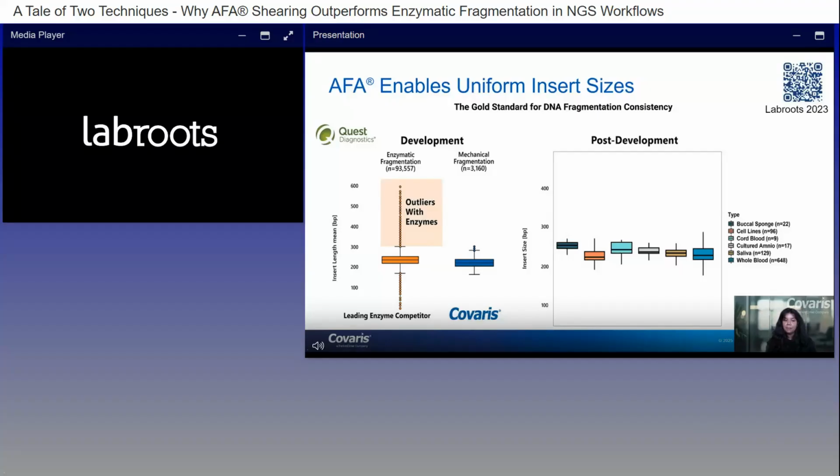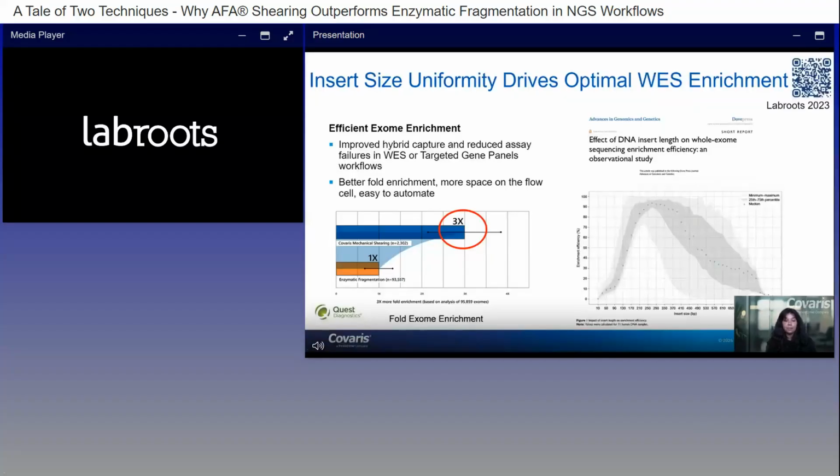And uniformity can have impacts upstream of sequencing as well. Whole exome sequencing, for example, relies on hybrid capture to enrich target genes. We can see in this bottom figure here that the fold enrichment achieved with Covaris ultrasonication as opposed to enzymatic shearing is about threefold. This really shows you that this process of enrichment is actually quite sensitive to fragment size.